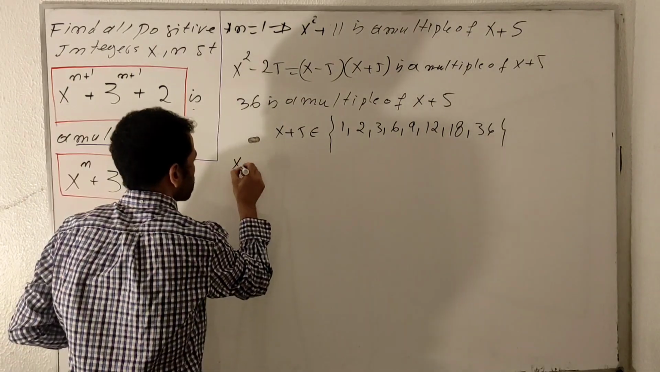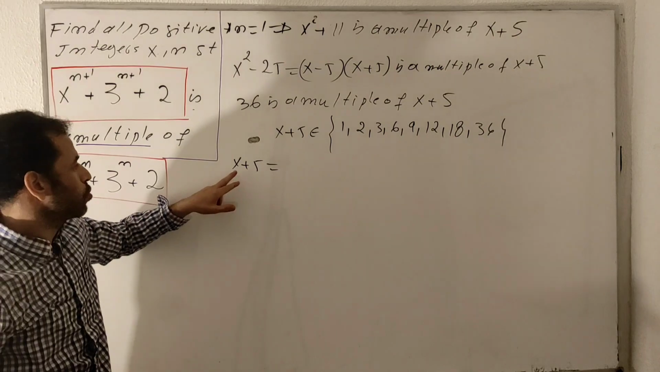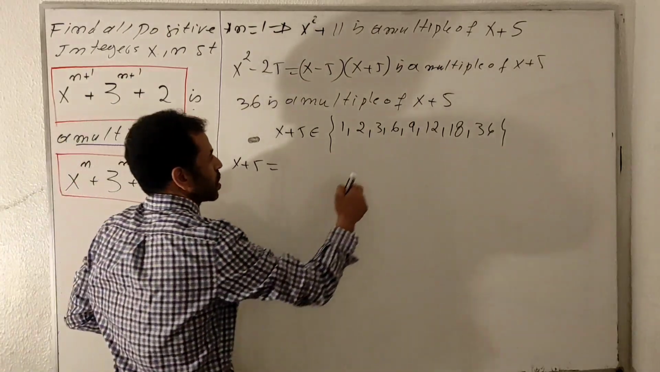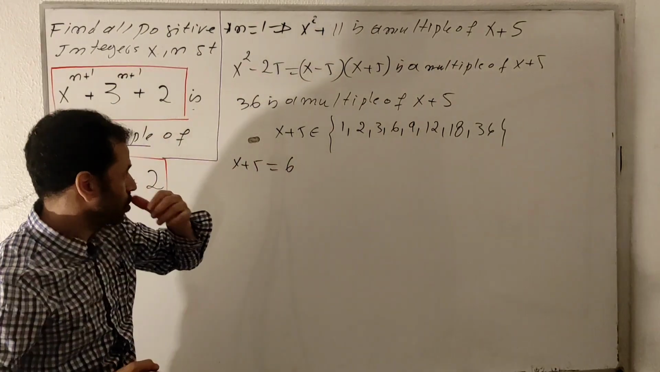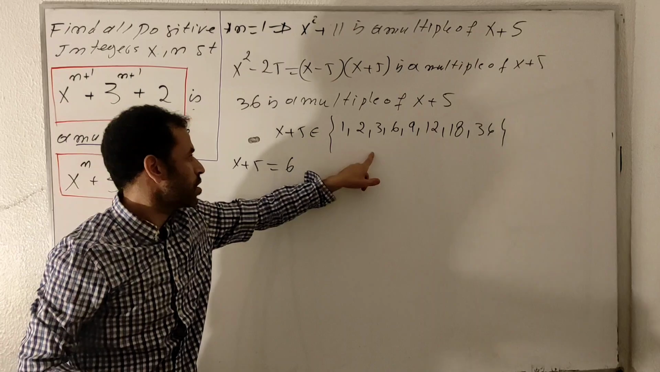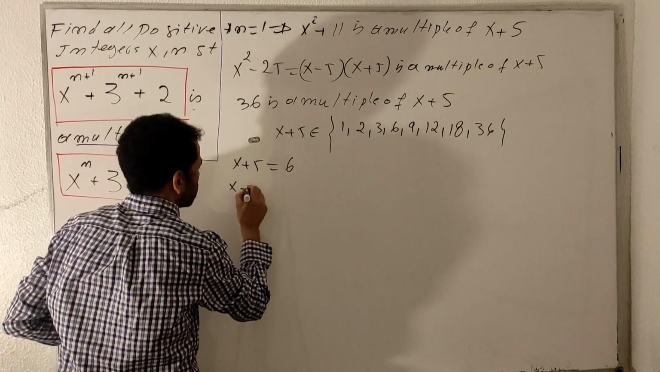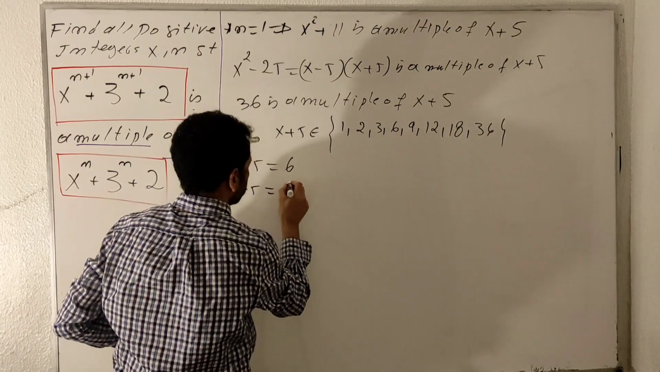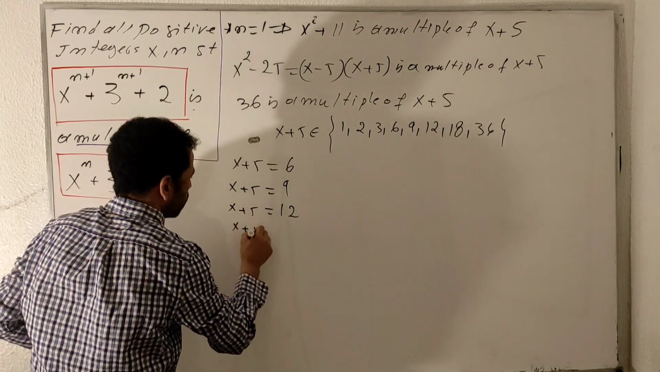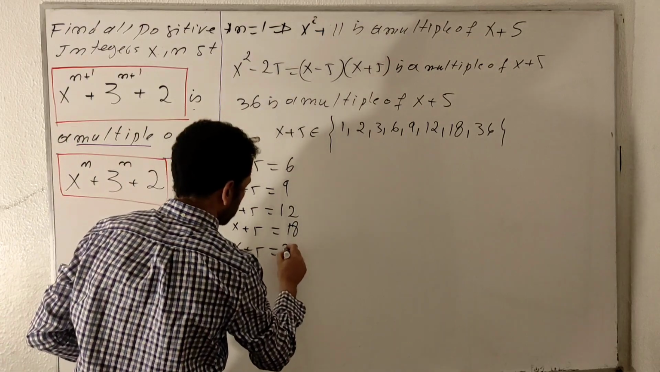So the first possibility is x plus 5 equals 1. That is impossible, since x is a positive integer, which means x plus 5 starts from 6. Because if x is 1, I have 1 plus 5, which is 6, and the smaller divisors are too small. So the remaining possibilities: x plus 5 takes 6, 9, 12, 18, and finally 36.